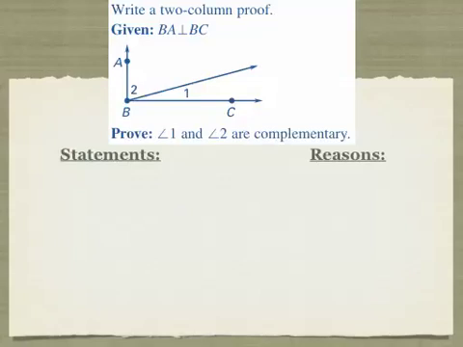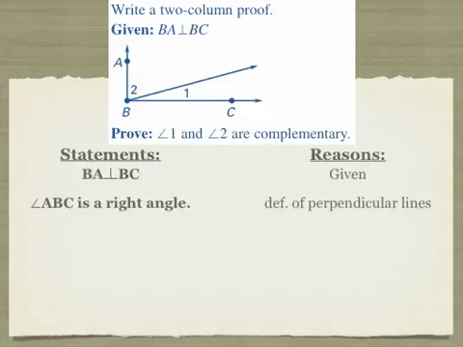Remember, we always start a proof with what we're given. So we're given that BA is perpendicular to BC, and the reason is given. Now, because BA and BC are perpendicular, I can say that angle ABC is a right angle because of the definition of perpendicular lines. Perpendicular lines form four right angles.